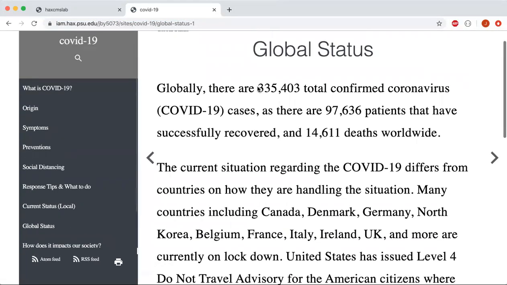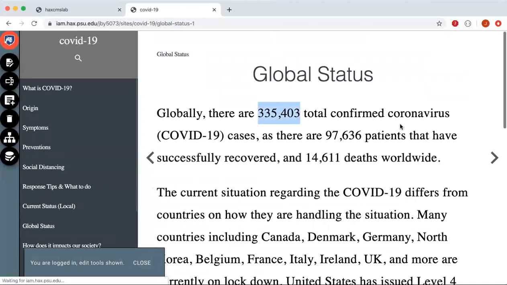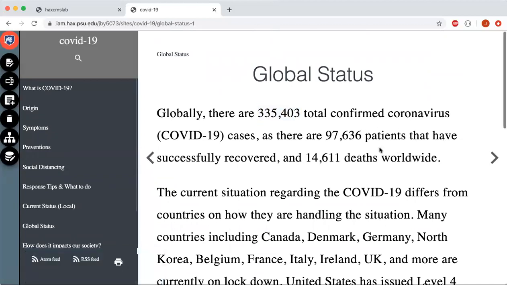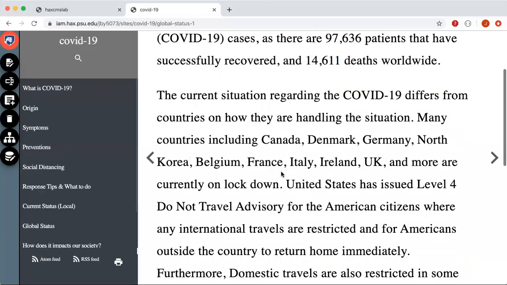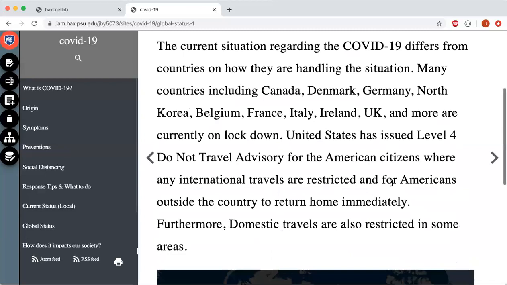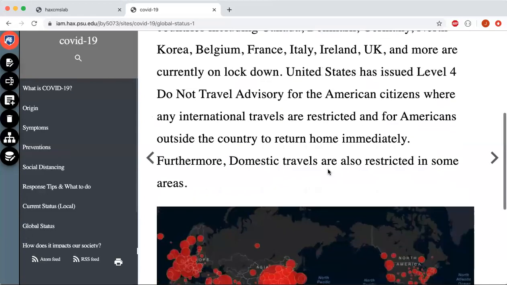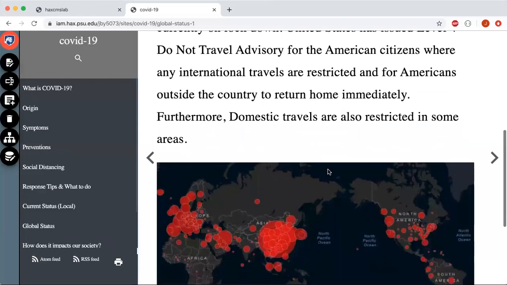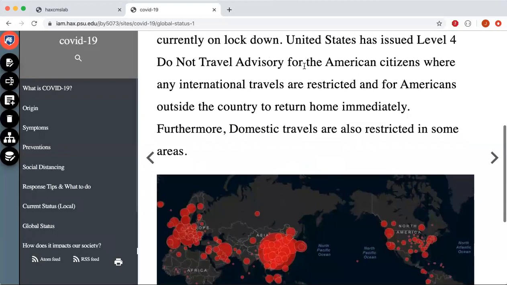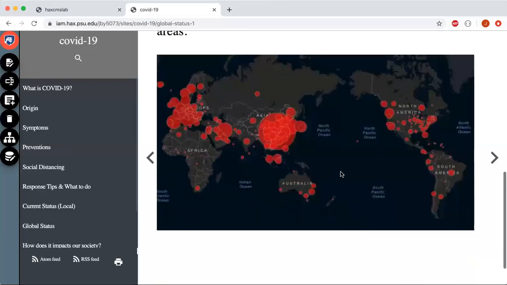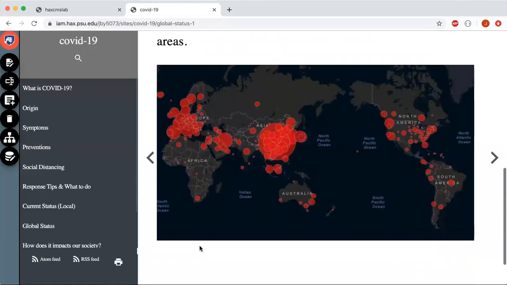Globally, there are this many total confirmed cases of coronavirus, and this many deaths worldwide, which is a lot. Now, the current situation regarding COVID-19 differs by country in how they are handling it. Countries like Canada, Denmark, Germany, North Korea, Belgium, France, Italy, Ireland, the UK, and more are currently on lockdown. And the United States currently has issued a level 4 do-not-travel advisory for American citizens, which means it's pretty serious right now.